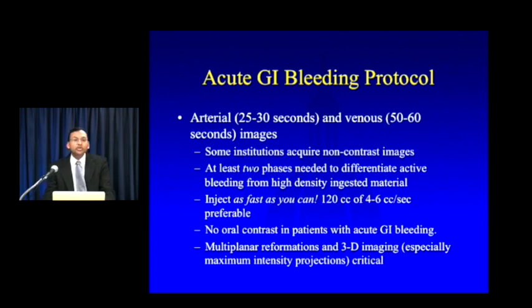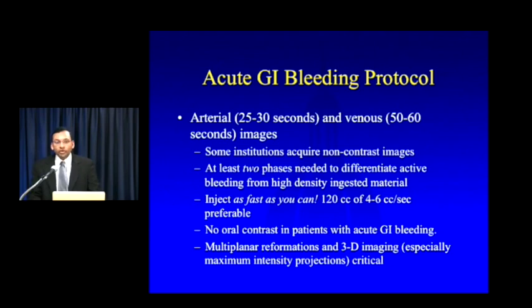And the reason is that you want to be able to differentiate a true active site of bleeding, active extravasation, from high-density ingested material that's sticking around in your bowel, right? And we've all seen cases. We've all read CT. You've seen old barium, suture material, medication, and all of that, if you're just dealing with a single phase, can easily be mistaken for active bleed. When you have 2 phases, you should be able to make that distinction easily.